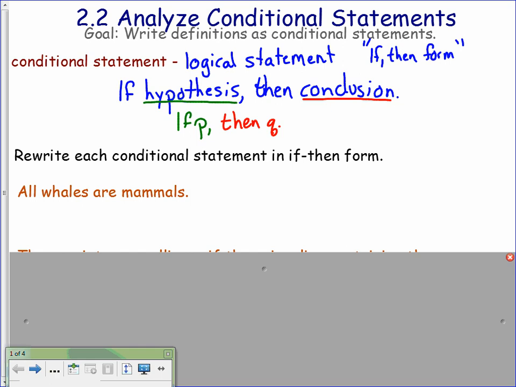When rewriting a statement as a conditional statement, or if-then form, there may be times we need to add words. Specifically, we cannot have pronouns in the hypothesis. So our first example here, all whales are mammals. If we think about it, a whale is an animal. So we will say, if an animal is a whale, then what do we know about it? Then it is a mammal.